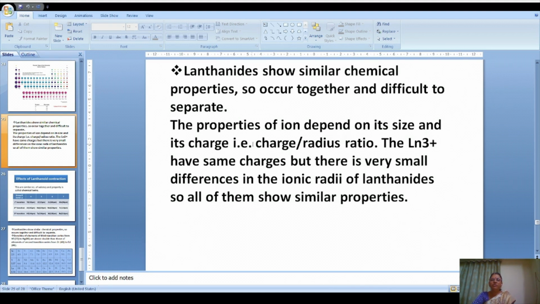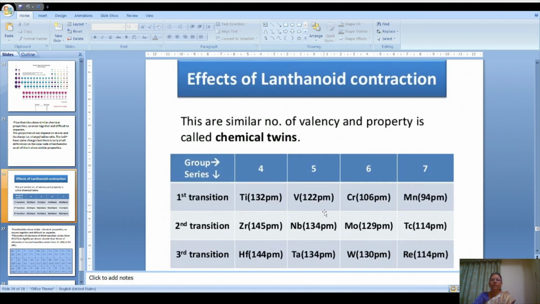Now, one more point is that lanthanides show similar chemical properties. As they show similar chemical properties, they occur together and are difficult to separate. The properties of an ion depend on its size to charge ratio, that is charge to radius ratio. Lanthanide 3+ ions have the same charge, but there is a very small difference in their ionic radii. So all of them show similar properties. This is also an effect of lanthanide contraction.